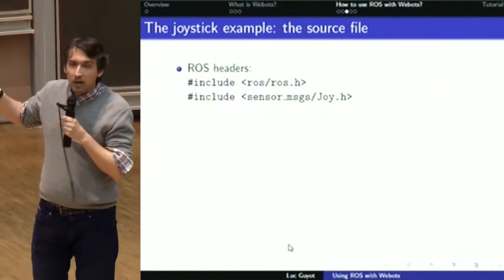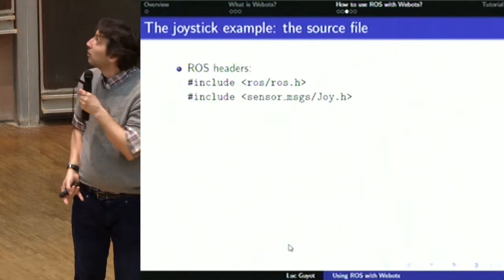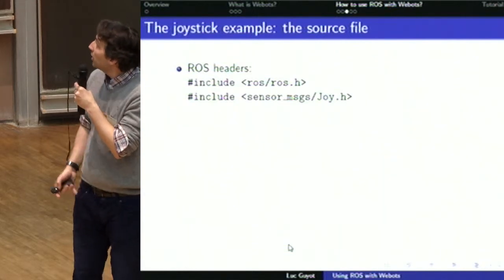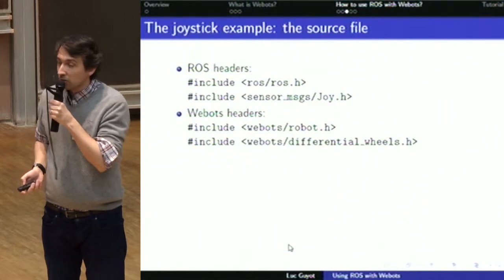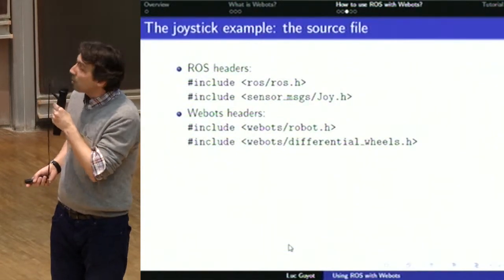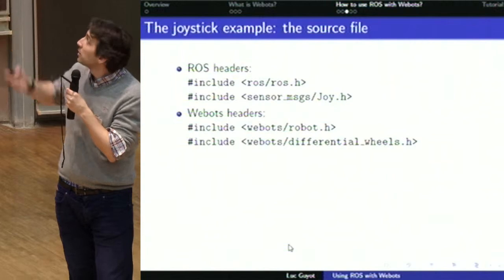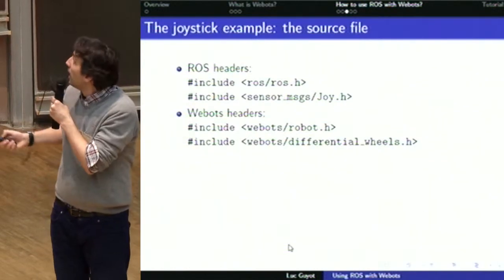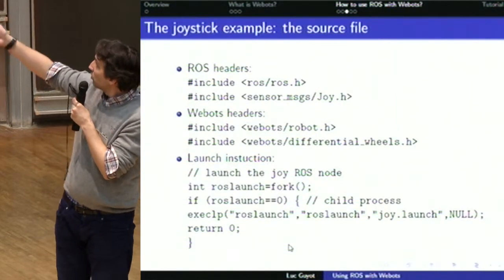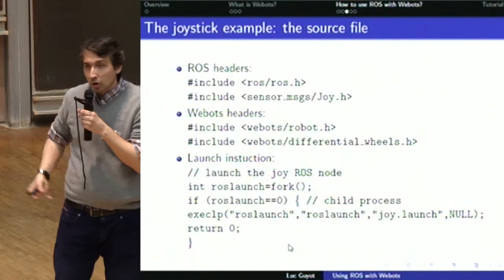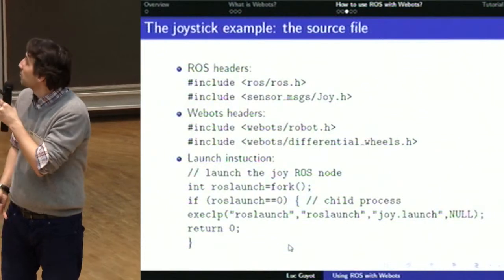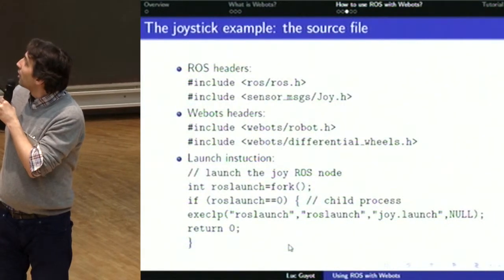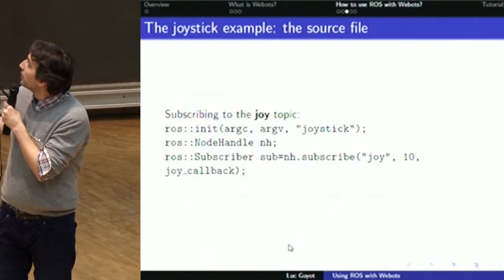In the source file, you first have to add the ROS headers for the joy node. Then the Webots headers, since we will be simulating a robot which is a differential wheels robot, that's why we need only these 2 headers. And then inside the code, you launch the joy node with the roslaunch program, using the launcher defined earlier.